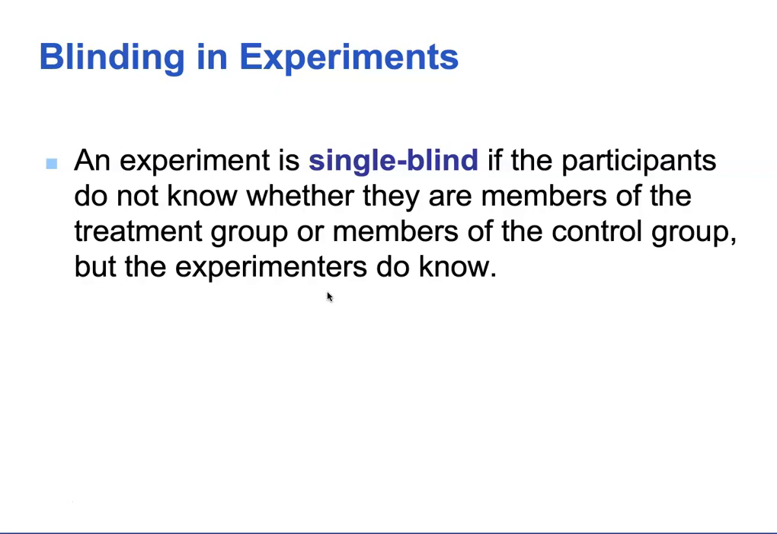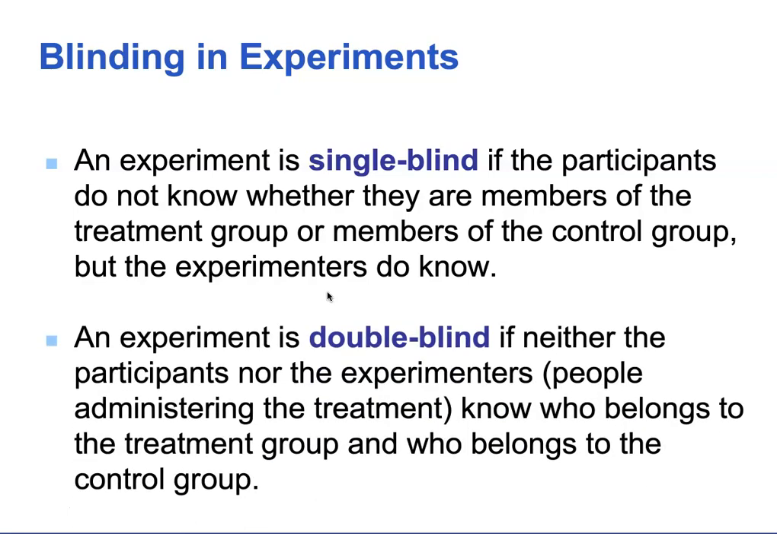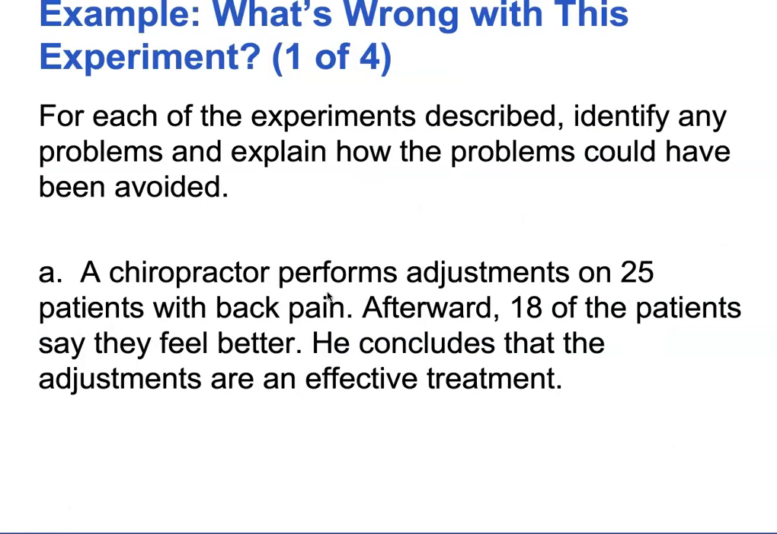An experiment is single blind if the participants do not know whether they are members of the treatment group or the control group, but the experimenters do. So this would be like if you're doing an experiment, the people in your control and your treatment group do not know which group they're in, but you do. The experiment is double-blind if neither the participants nor the experimenters, the people who are administering the treatment, know who belongs to the treatment group and who belongs to the control group.